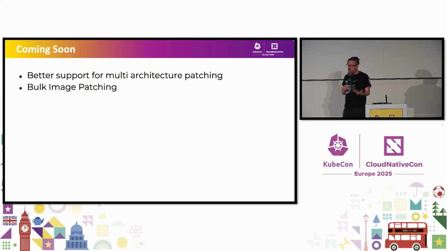A couple of cool upcoming things. Right now, it works very specifically on an image. So you're going to build Ingress Nginx version 1.12.1. If you're going to patch multiple images, you're going to run Copa multiple times. If you're going to do it for multiple architectures, you'll also do it multiple times. But coming soon, you will be able to do both multi-architecture and bulk image patching with Copa in a much improved developer experience.